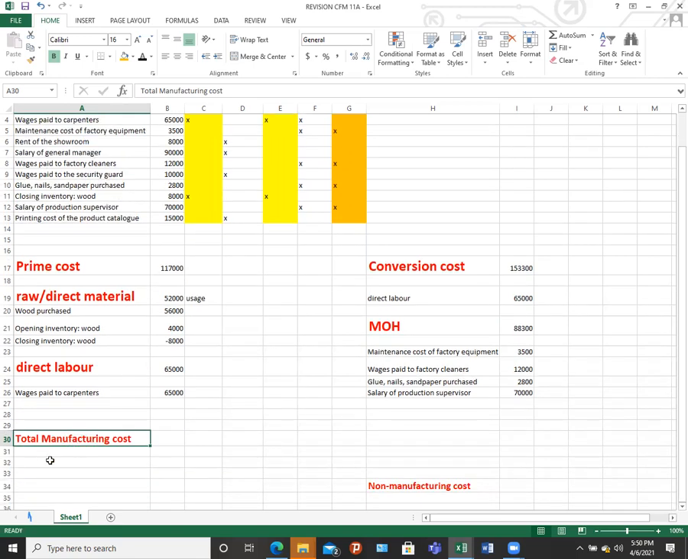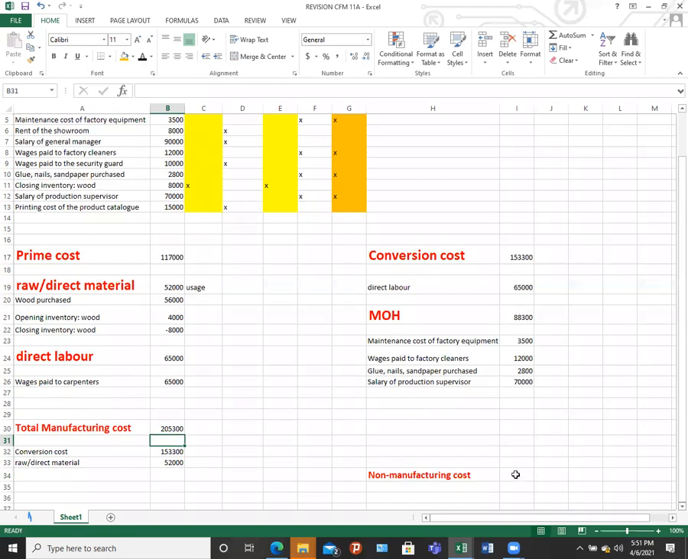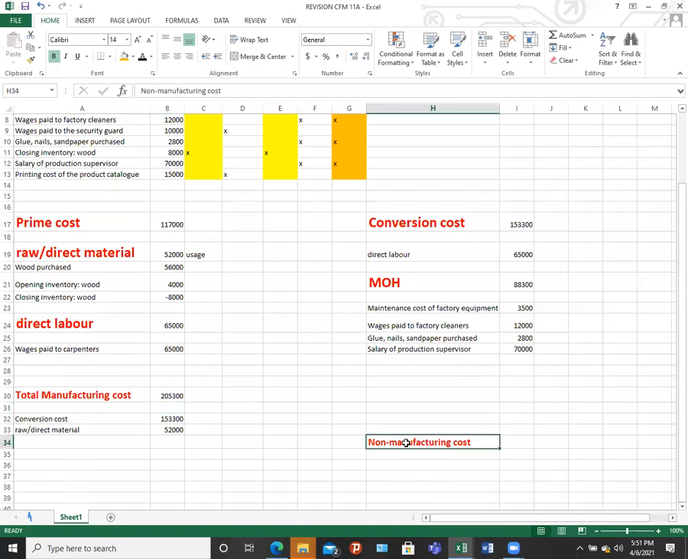Total. The formula? Conversion cost plus what? Direct material. Plus direct material, yes, which is this one. Do you remember how to calculate our direct material? It was a process to calculate this one. And then the total manufacturing cost is equal to this one plus this one. Which means you are done, guys. What we are going to calculate now is our non-manufacturing overhead.